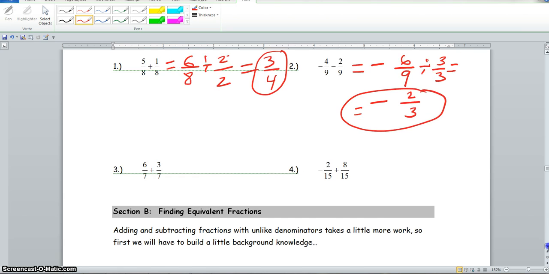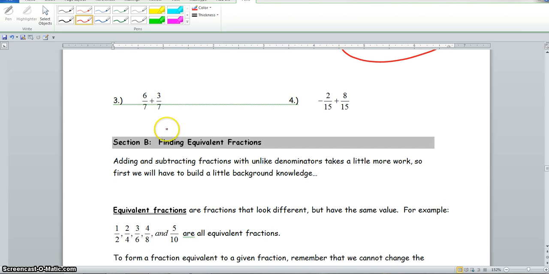Now, we come down here to number 3. Same thing, we have 6/7 plus 3/7. Now, we will add this. Our common denominator is 7, so we bring over our 7. 6 plus 3 is 9. So our final answer here is 9/7.